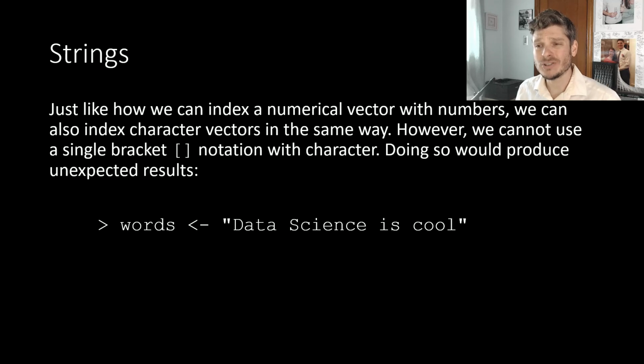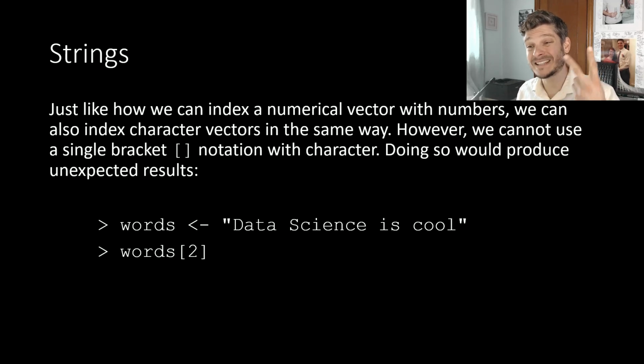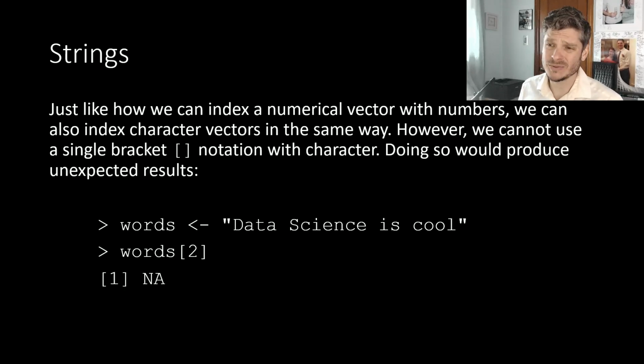So let's look at an example. Let's say in the variable words, I have stored the character string, data science is cool, all together. Like I said, it stores this as a character vector, so we would think that we would be able to index it in a normal way. Well, if I try to index the second position, my intuition would say, oh, well, the second word is science. Except R is going to say, no, it doesn't exist.